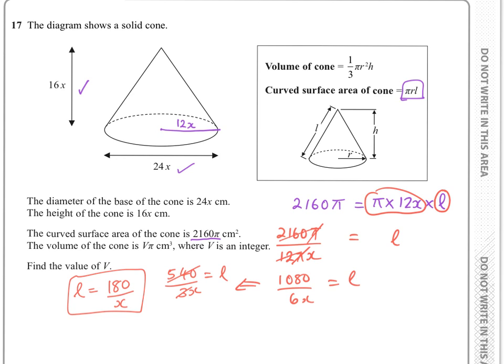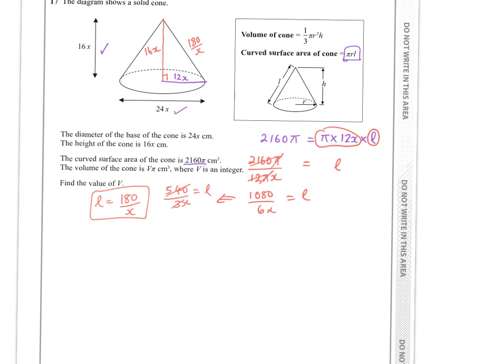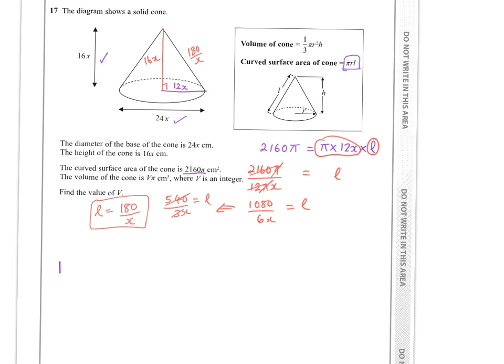The next thing that I would do is I would look at a right angled triangle here, and I'd put this value for L in here, which is 180 over x, and I know this is 16x, and I think I'll just use Pythagoras to get the value of x. So let's see what happens there. And we'll have, by Pythagoras, 16x squared plus 12x all squared would be equal to 180 over x all squared.